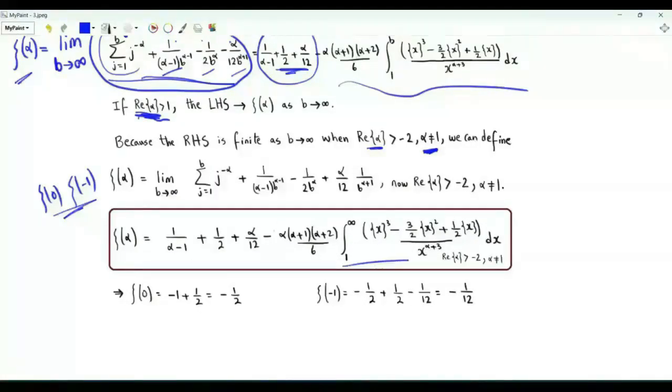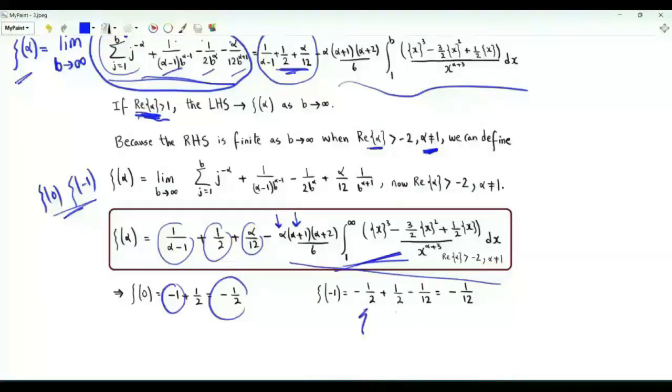The good news is that this scary integral is multiplied by alpha. So when alpha is 0, this part is 0. It's also multiplied by alpha plus 1, which is 0 when alpha is equal to minus 1. We don't really need to think about this integral. Zeta of 0 is 1 over 0 minus 1, that's minus 1, plus 1/2 plus 0, that's minus 1/2. If alpha is equal to minus 1, this term is minus 1/2, plus 1/2, that's 0. Zeta of minus 1 is minus 1 over 12.